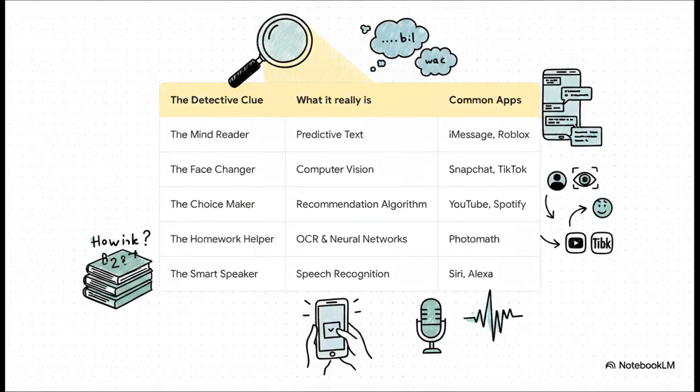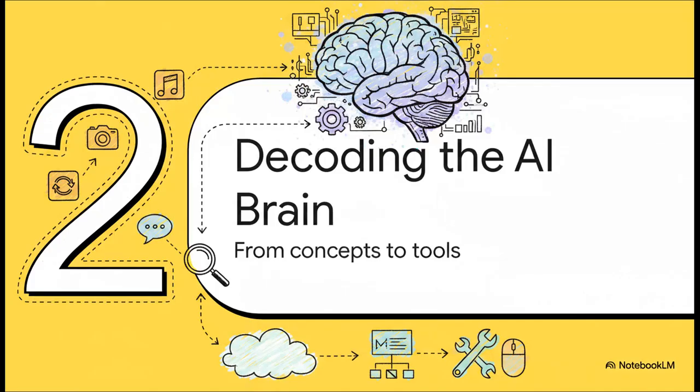And this is where it all clicks. This is the detective's clue sheet. You give them a fun clue like the mind reader, which is really just predictive text, and they start shouting out the apps they use that do that. You're basically creating a map from their everyday world directly to the actual AI tech behind it, like computer vision or recommendation algorithms. Okay, let's move on.